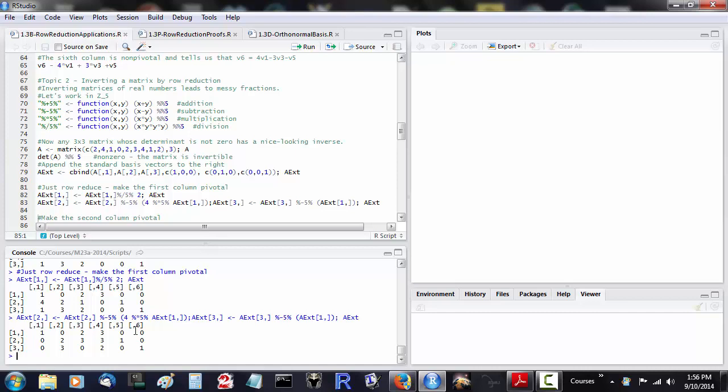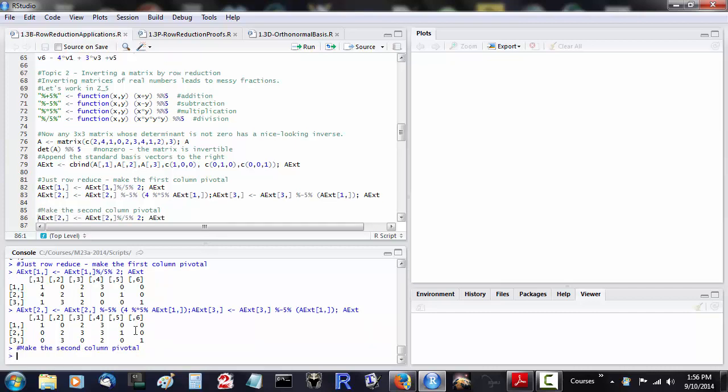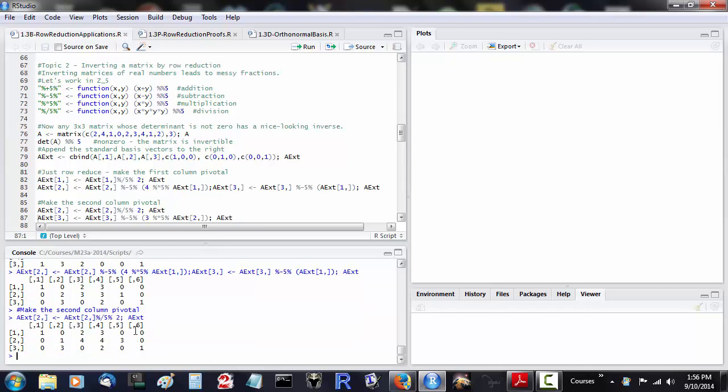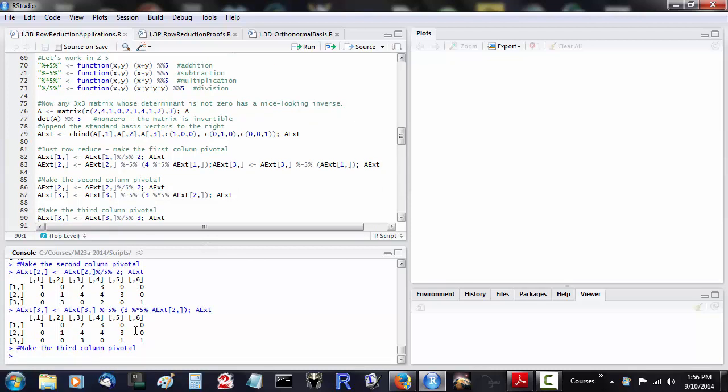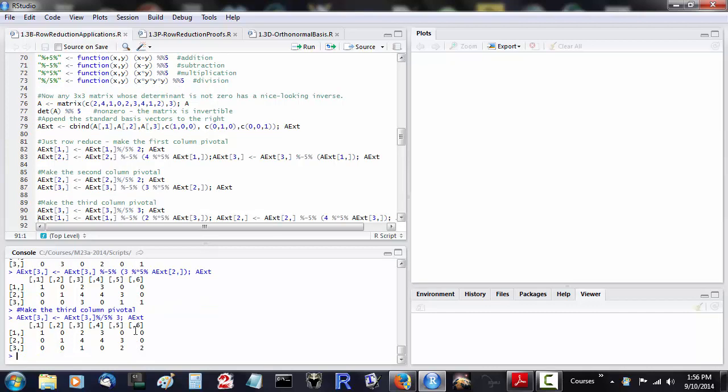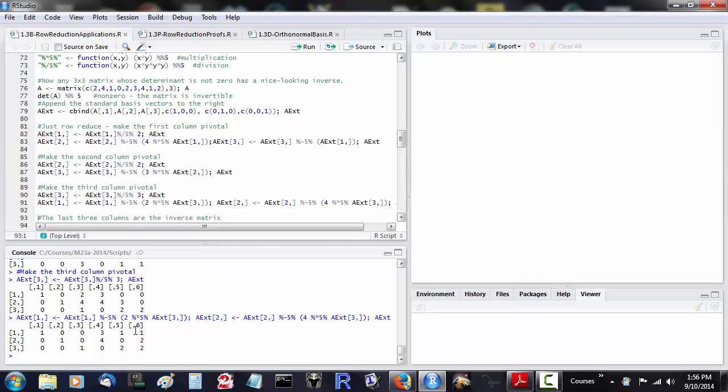Subtracting off appropriate multiples of the first row from the other 2 rows gives me my first pivotal column. Dividing the second row by 2 gives me my second pivotal 1, and a little bit of subtraction makes the whole second column pivotal. Finally, dividing that 3 at the bottom of column 3 by 3 converts the third row to give me my third pivotal 1, and a bit of subtraction of the third row from the first and second rows gives me my third pivotal column.